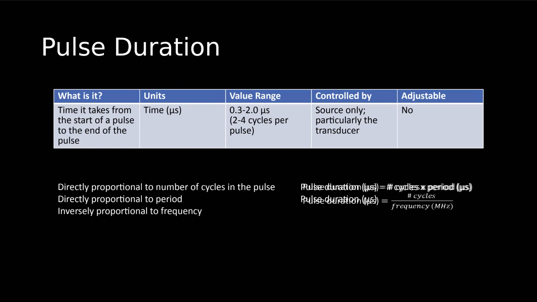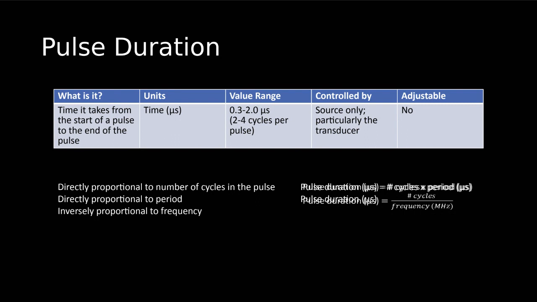This is exactly what it sounds like. How long, how much time does it take from one pulse to start to the end of that pulse? How long is that pulse, right? So we're talking about units of time here. And as we know with ultrasound, everything is moving so quickly, so we're talking about microseconds. The average value range is going to be about 2 to 4 cycles per pulse. So really every pulse that our system is sending in, we're sending in at least 2 and usually a maximum of 4 cycles per pulse.